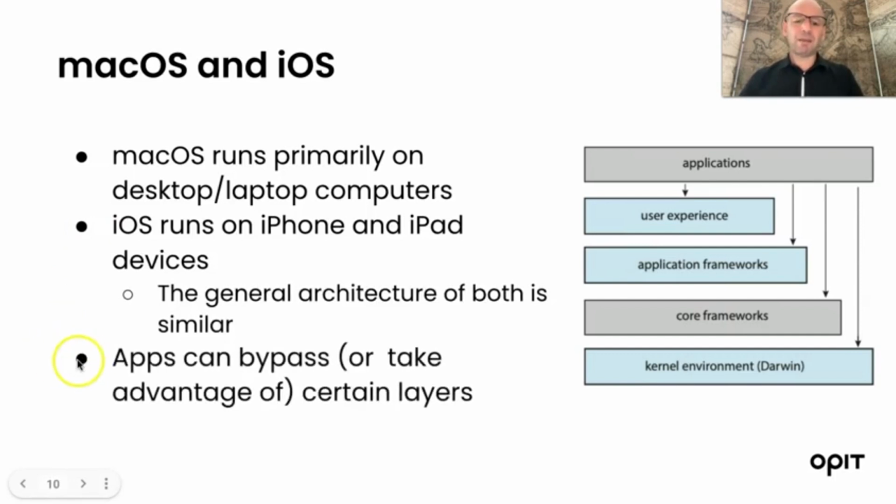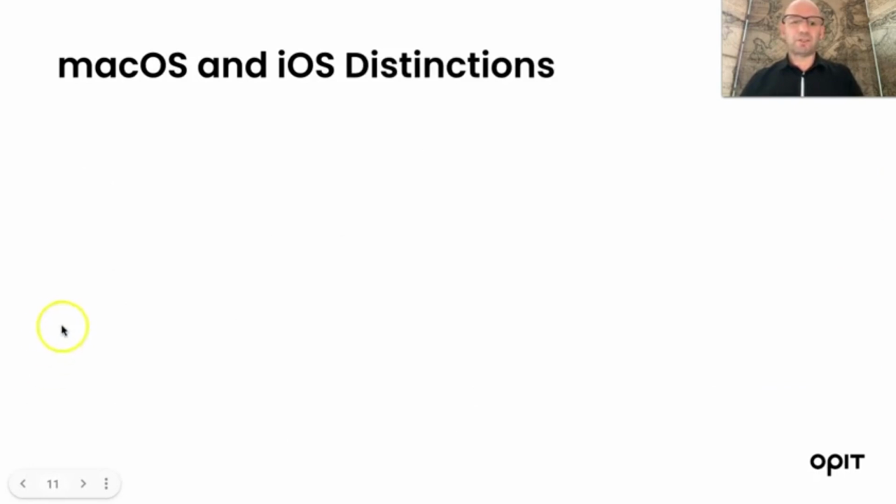So apps can bypass or take advantage of certain layers. So you can see here that an application can use the user experience layer, application frameworks layer, and core frameworks, or it can access directly to the kernel. So that has a lot of flexibility built in there depending on what your preferences are during the design of your application. So what are some of the differences?